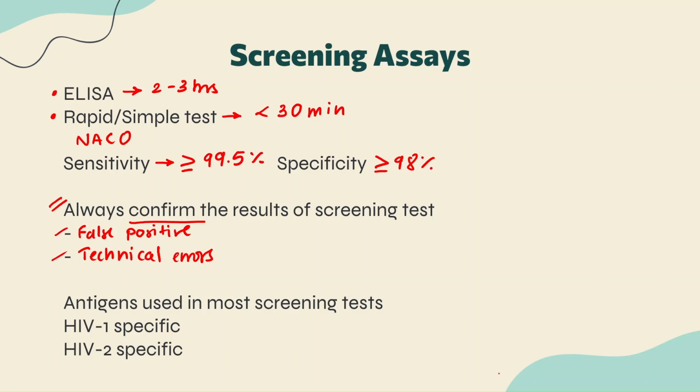Now, the antigens that we are using in most of the screening tests are HIV1 specific antigens. Examples: we have the P24 antigen, the glycoprotein 120 antigen, the glycoprotein 160 antigen, and the glycoprotein 41. So these are some HIV1 specific antigens, and for HIV2 specific antigens, we have one simple example, glycoprotein 36, which you have to remember.